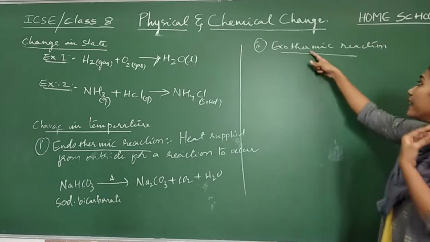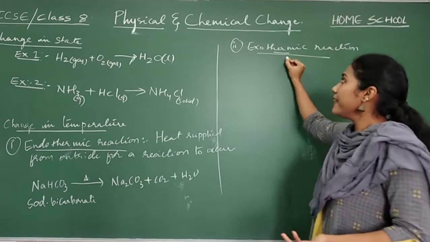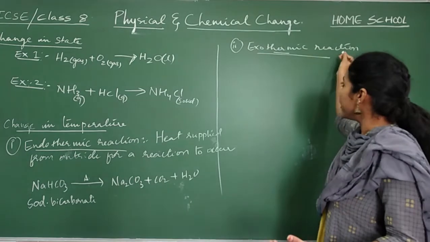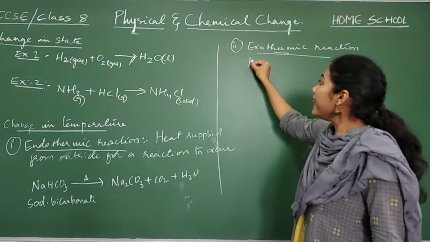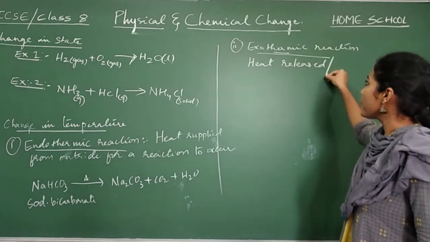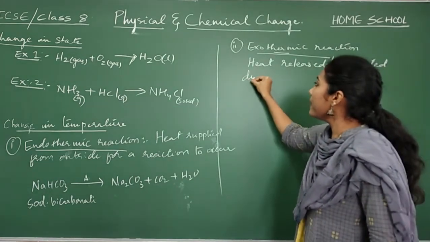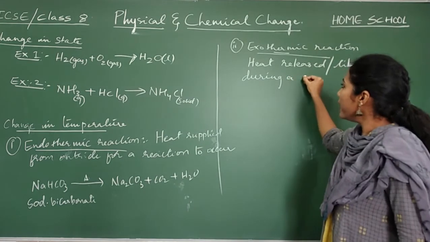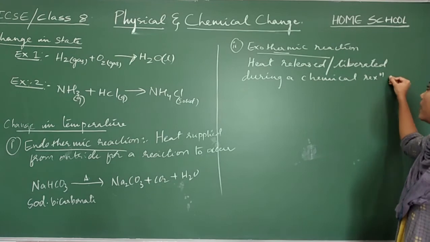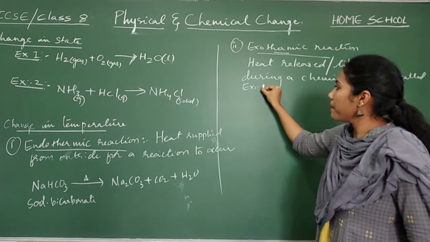And coming to the exothermic reaction. Thermic means heat, exo in the sense released. Heat is released. So what is the definition you can write here? Heat released or liberated during a chemical reaction is called exothermic reaction.